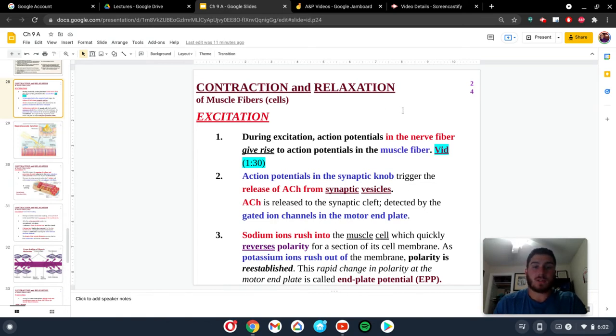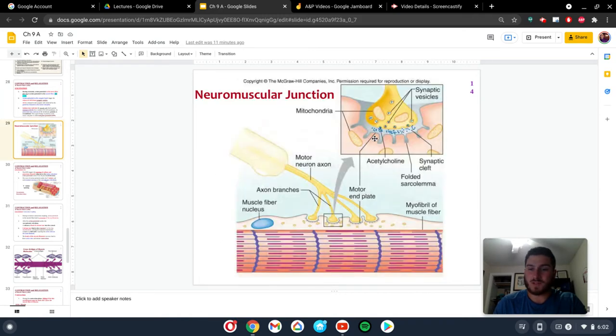So excitation is going to be when the action potential of the nerve fiber is going to tell the muscle fiber to contract, right? It's going to be excited. It's going to be told to do something. It's going to be able to contract. So the action potentials in the synaptic knob, I'm going to go between the images. In the synaptic knob, right?